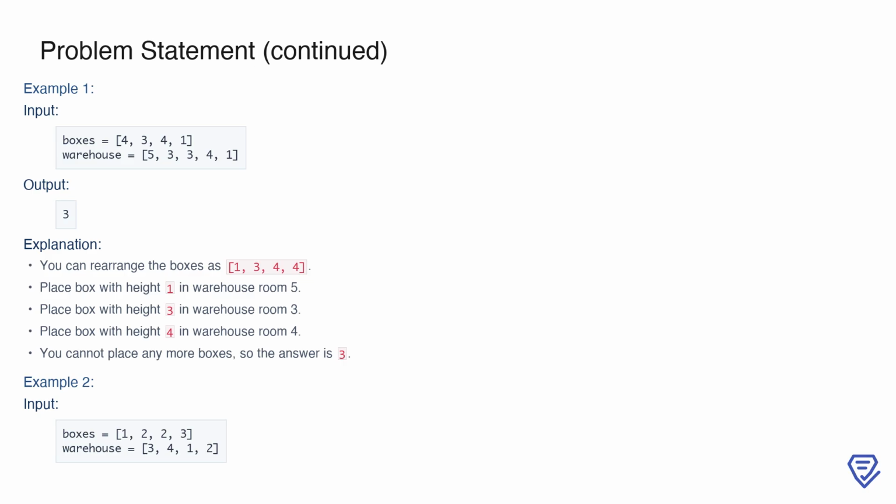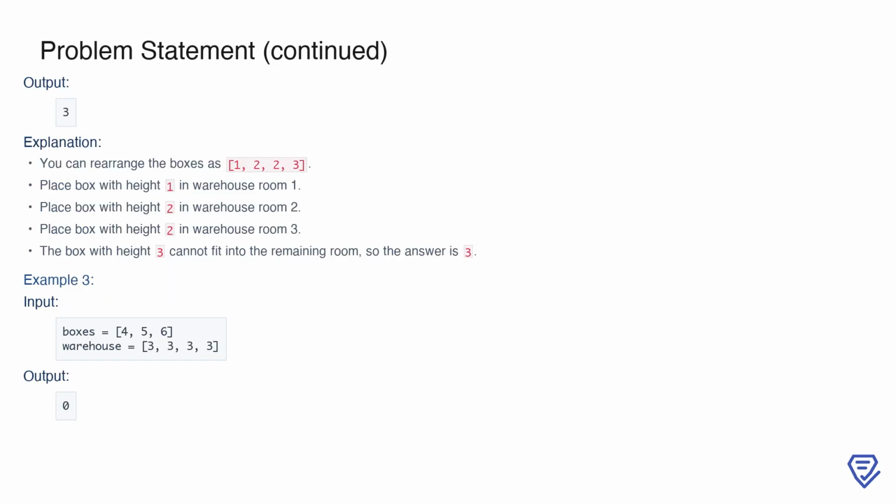Suppose boxes equals 4, 3, 4, 1, and warehouse equals 5, 3, 3, 4, 1. After rearranging the boxes into the order 1, 3, 4, 4, you can begin placing them into the warehouse rooms. The box with height 1 can fit into the first room with height 5. The next box, with height 3, can fit into the second room with height 3. Then, the box with height 4 can fit into the fourth room with height 4. At this point, the last box cannot fit into any remaining room, so the total number of boxes that can be placed is 3. Therefore, the output is 3.